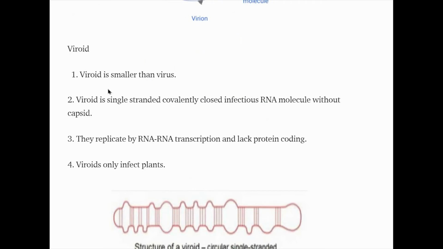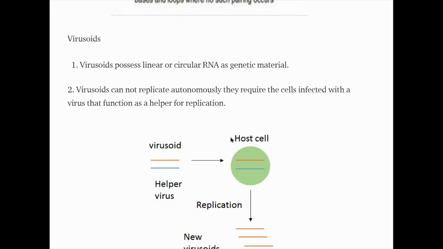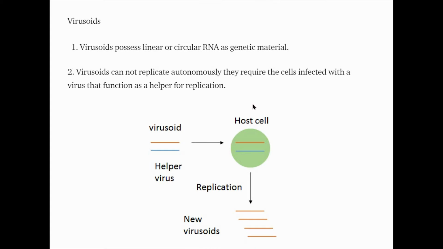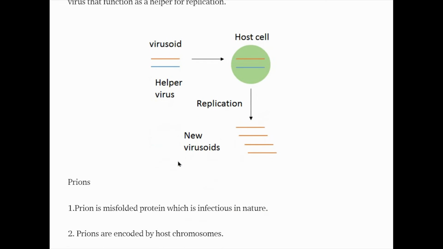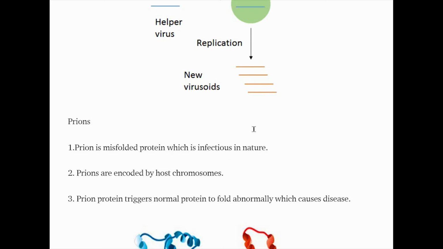Okay, and there is another thing called viroid. Viroids are smaller than viruses, have RNA inside, and can only infect plants. Now what about virusoid? Virusoid, I think, is also called satellite virus. It possesses linear or circular RNA. Linear means straight, circular means circle. How does it infect? It needs a helper virus, and after the helper virus goes into the host cell, it replicates into new virusoids with its help.